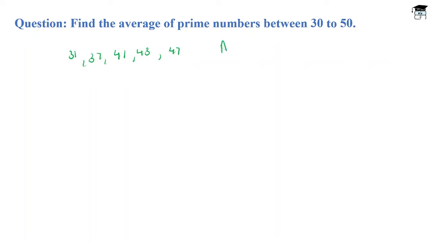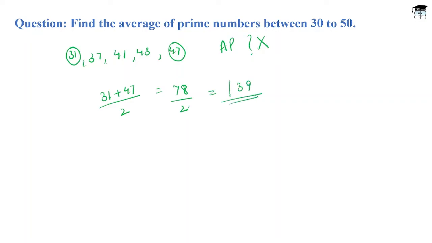First question. Are they in AP? No, they are not. So, the average would be, we can take first digit and last digit divided by 2. So, that is 31 plus 47 divided by 2. That is 78 divided by 2 is equal to 39. So this is my answer.